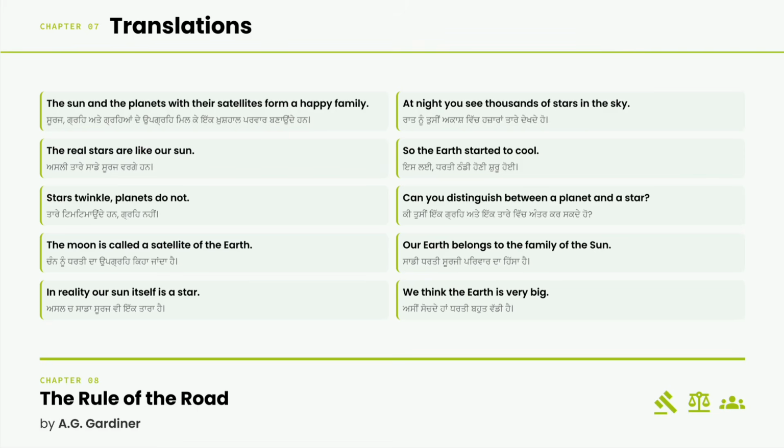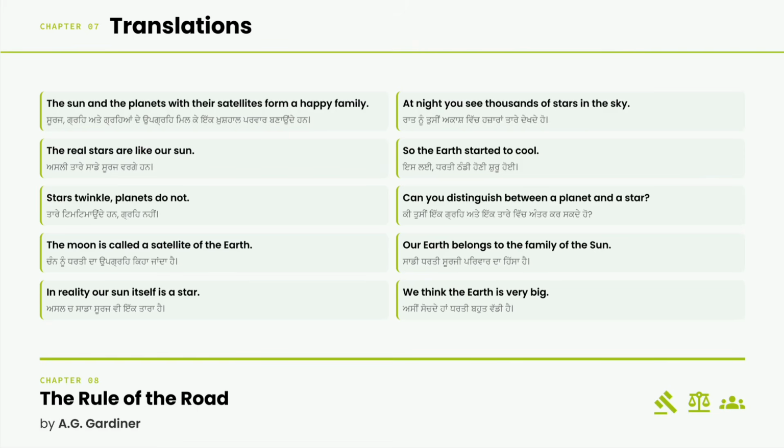Sentence 3. The real stars are like our sun. Translation. Sentence 4. So the earth started to cool. Translation. Sentence 5. Stars twinkle, planets do not. Translation.